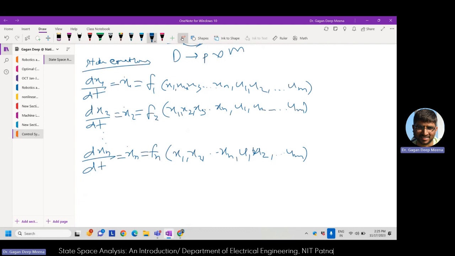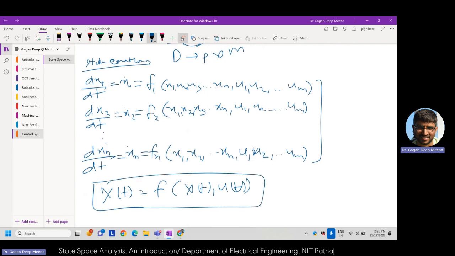This set of equations also represents the linear differential equation, as it is the generic version for linear as well as nonlinear systems. If I want to write it in the final fashion, it would be capital X dot of t equals f of x of t, u of t. So that's the state equation representation.